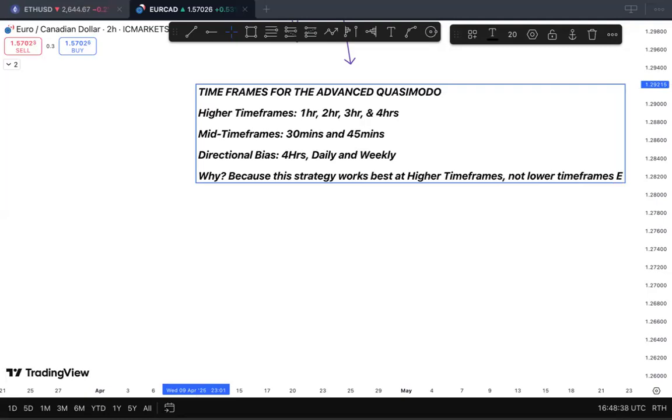Example, 5 minutes and 15 minutes. So you want to avoid trading this strategy on 5 minutes and 15 minutes. Never do it. Never do it. Trade the strategy on the mid time frames: 30 minutes, 45 minutes, 1 hour, 2 hours, 3 hours, 4 hours.